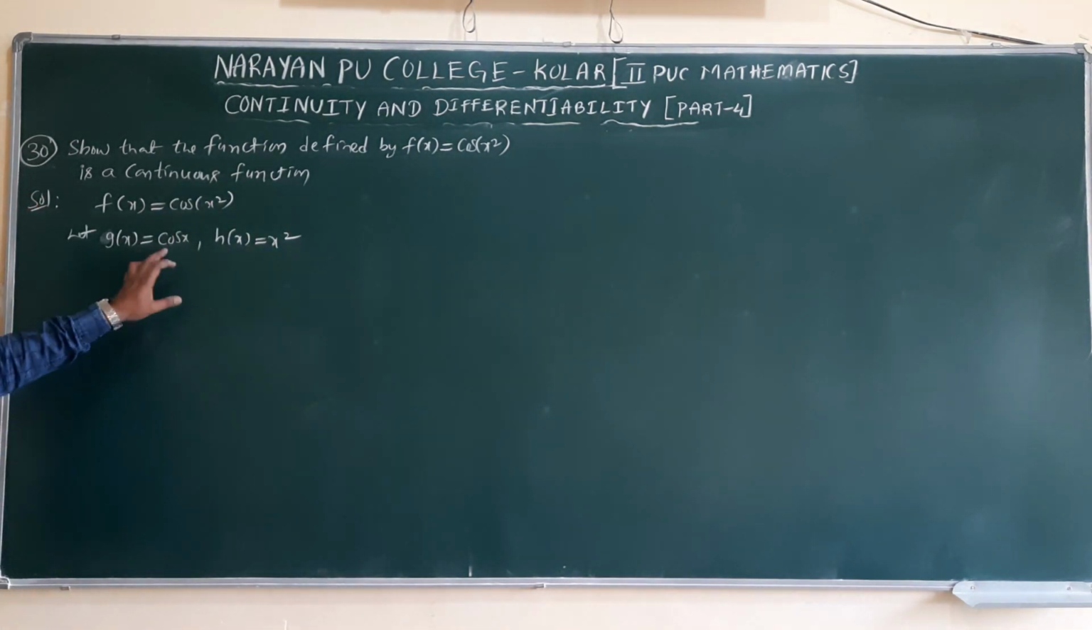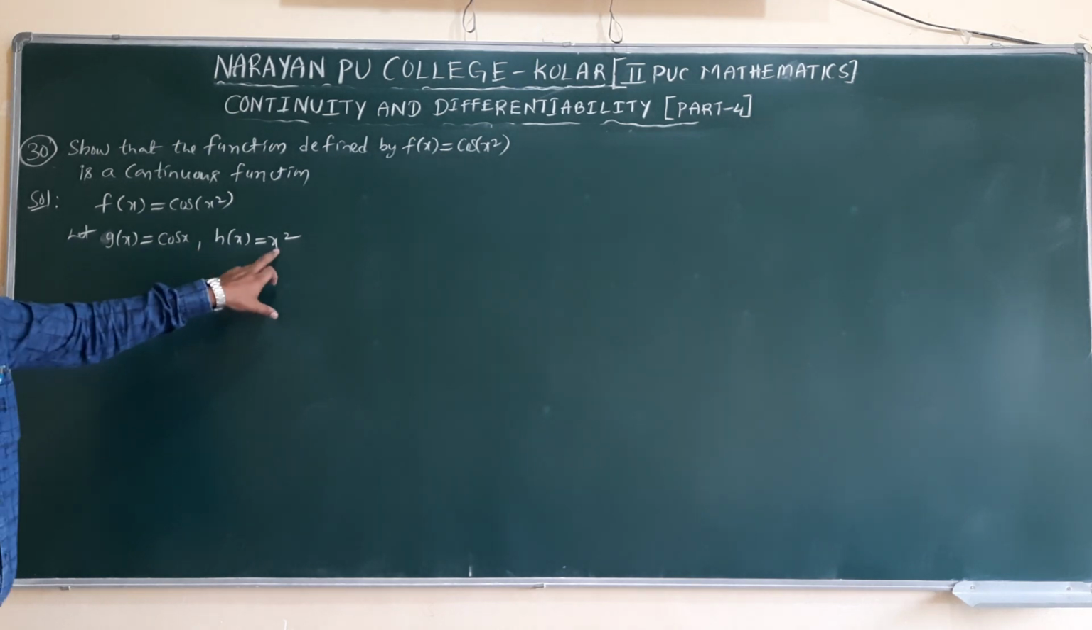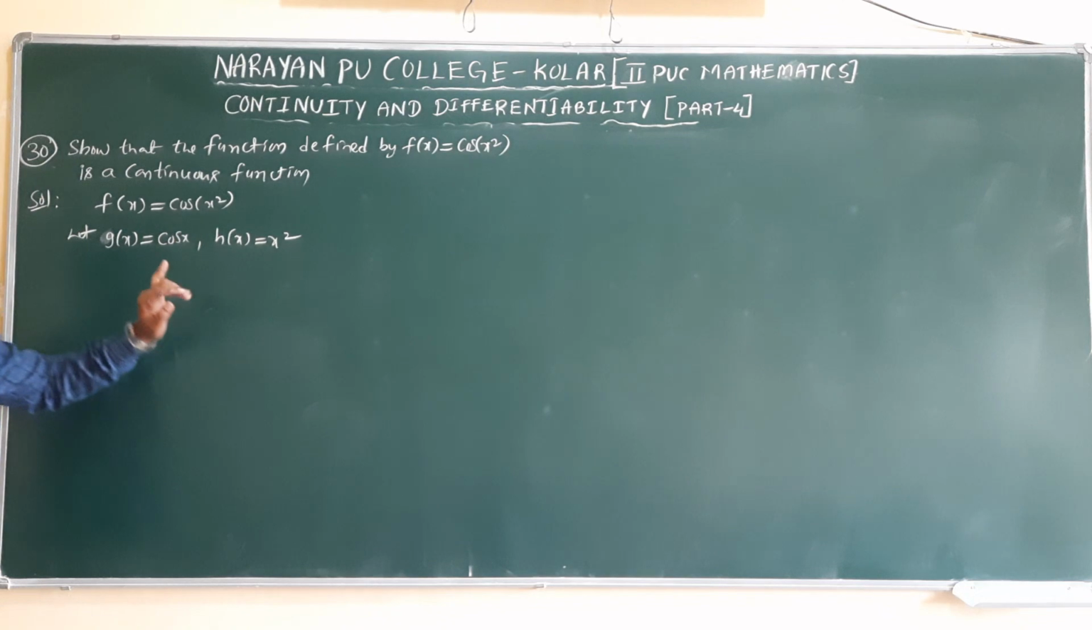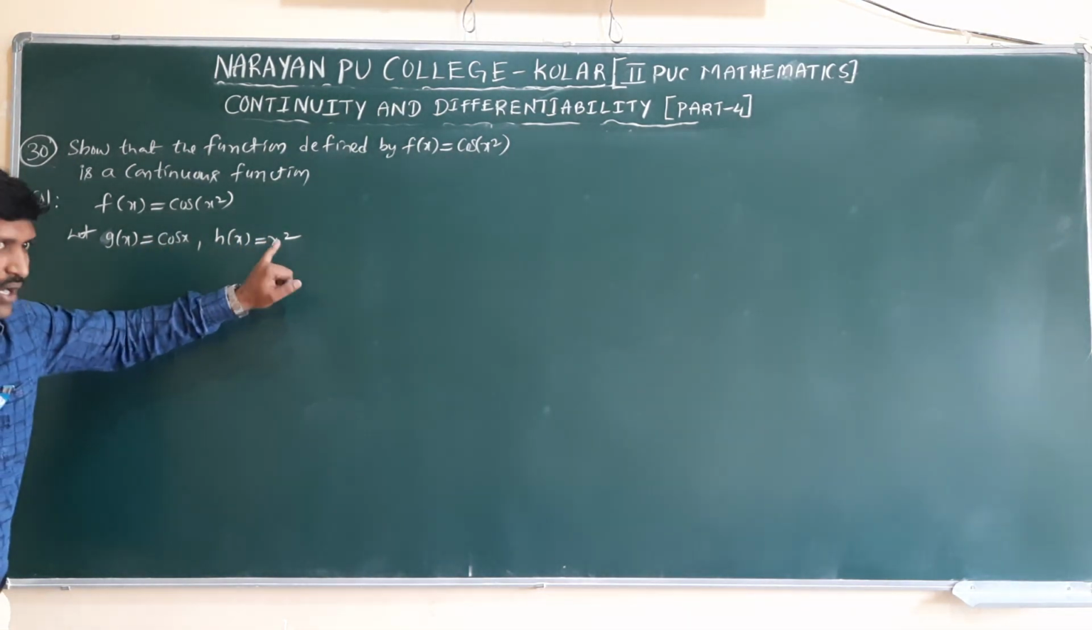This is the cos x graph. Clearly we know it is always continuous. It is a parabola. In a parabola also, there are no breaks in the graph. We can draw it continuously. It is continuous for all real numbers. This is also continuous for all real numbers.